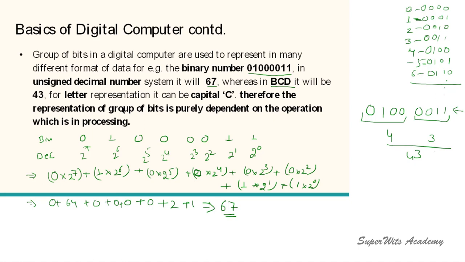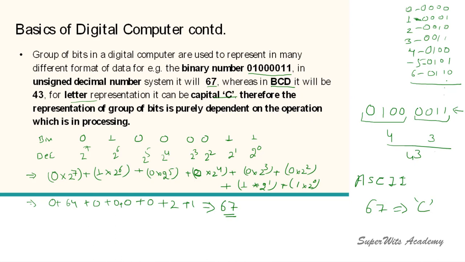Whereas if you see here, the letter C is represented. Now when I'm using ASCII codes, in that particular scenario, the 67 is actually resembling capital C letter. If you want to confirm it, you can go and check with the ASCII table, right? So this is purely dependent. The representation of bits is purely dependent on the operation which is in processing, and what sort of data we are actually looking at, right? So that is what exactly it depends upon.